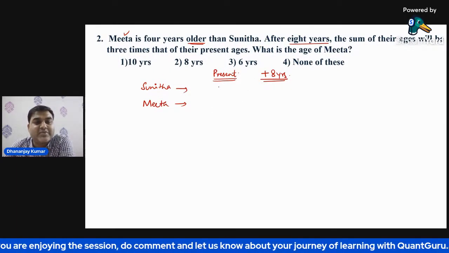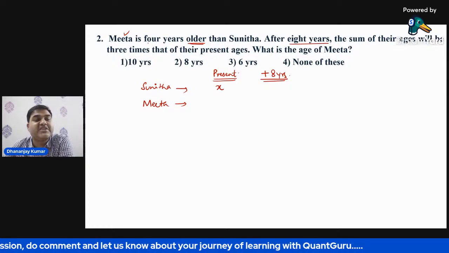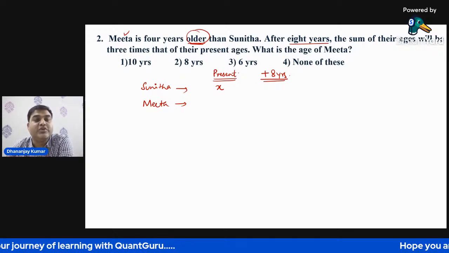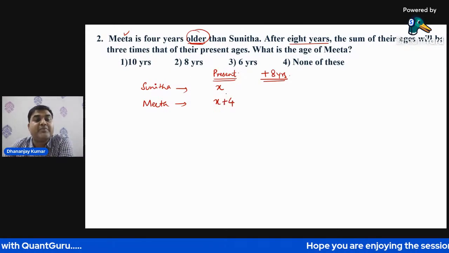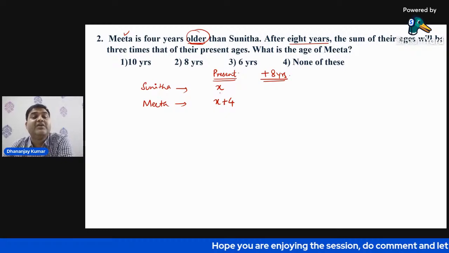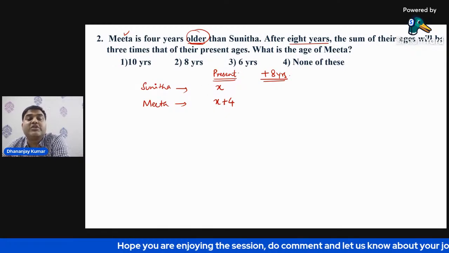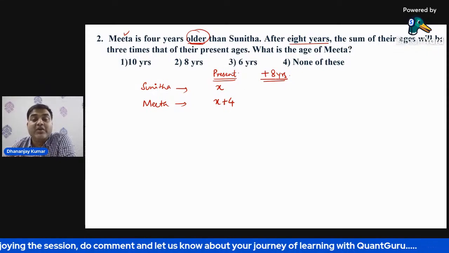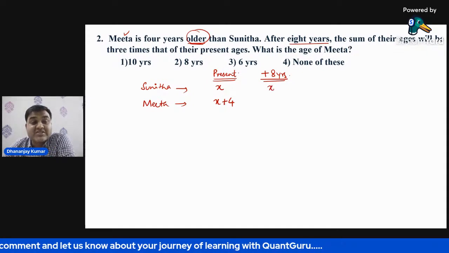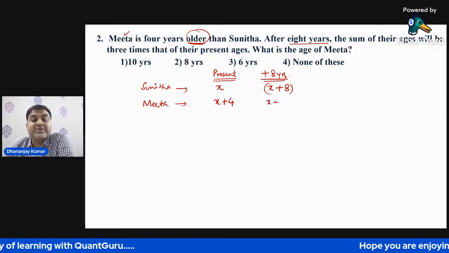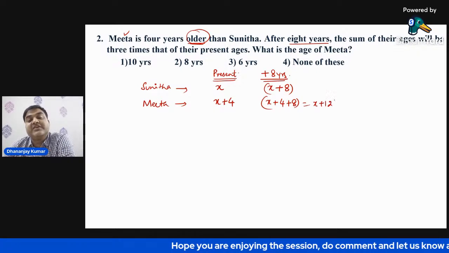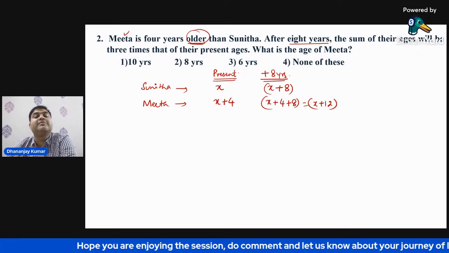Suppose Sunita I am writing x, then what will be Meeta? Meeta is 4 years older. Older means she's bigger, right? So x plus 4. If I am 10 years old and somebody is 4 years older than me, then she has to be 10 plus 4, which is 14 years, right? So that is x plus 4. Now, 8 years later, what will happen? Sunita will become x plus 8 years and Meeta will become x plus 4 plus 8 years, isn't it? That is x plus 12 years. Got it? So the table is ready.